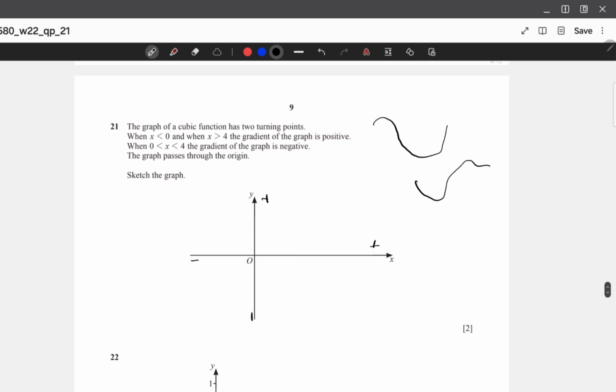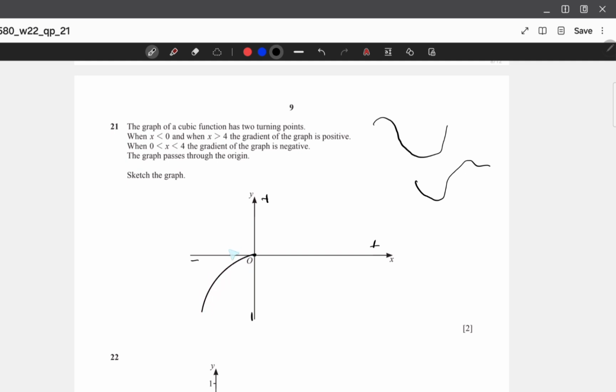But let's look, because I don't even know if it's passing through the origin. They say that when 0 is less than x and x is less than 4, the gradient of the graph is negative. The graph passes through the origin. So since the graph passes through the origin, the turning point for the first one, when x is less than 0, will be here.